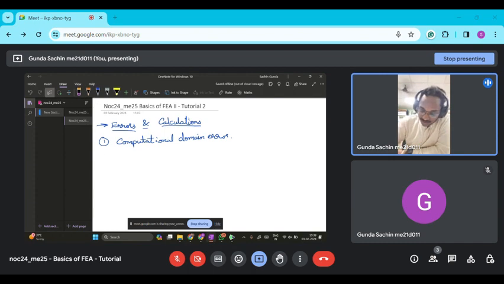Then we take the solution as a polynomial of some order. That is another assumption, which causes an error known as approximation error. Computational domain error is based on geometry. This is based on the assumed polynomial.